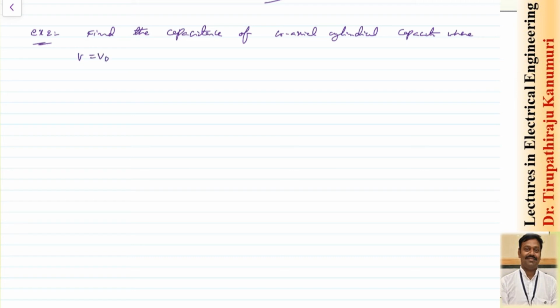So let us take one more numerical to explain this clearly. I am taking example number 2. It is given that find the capacitance of a coaxial cylindrical capacitor where V is equal to V naught at rho is equal to A and V is equal to 0 at rho is equal to B and B is greater than A. This is what is given.